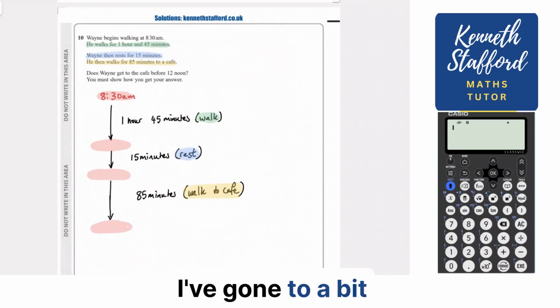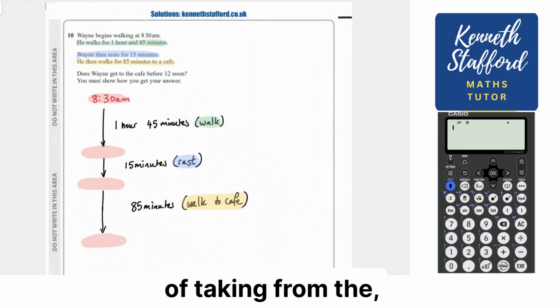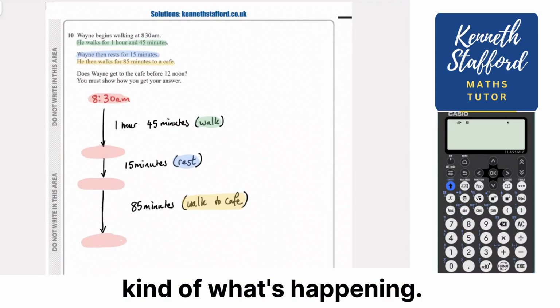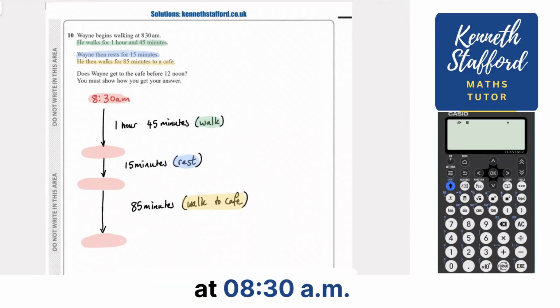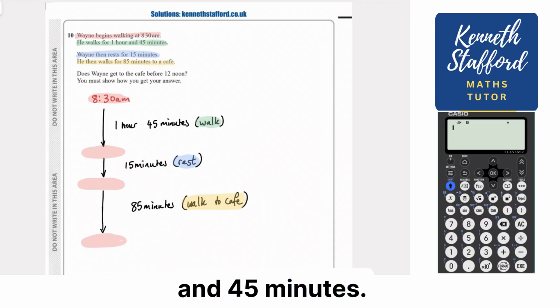And again, here I've gone to a bit of effort, highlighting and taking from the wording at the top what's happening. Wayne starts walking at 8:30 a.m., which we're told up here, and he walks for 1 hour and 45 minutes. So we can figure out what time he stops. So we're going to add on 1 hour and 45.